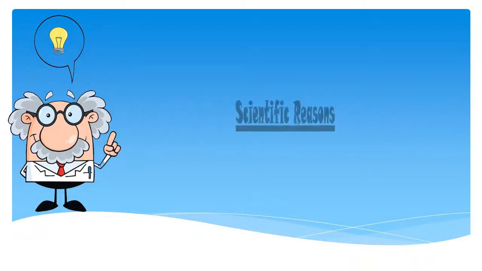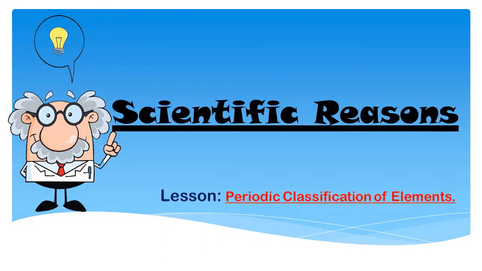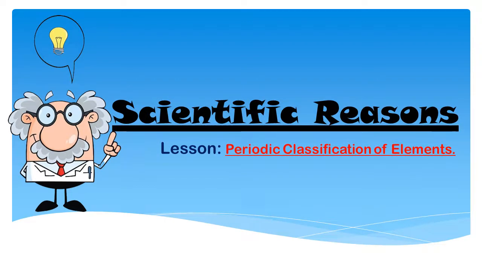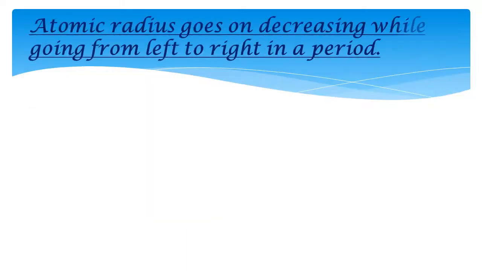Welcome dear student. Today we shall study scientific reasons from the lesson Periodic Classification of Elements, and this is for class 10th. Let's study. Alright, so the first reason is: atomic radius goes on increasing while going from left to right in a period. Okay, so first of all student, what is atomic radius?